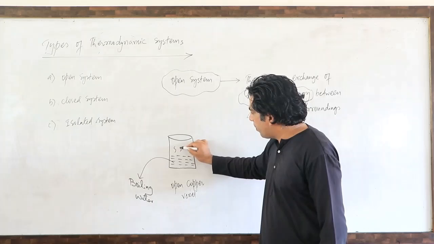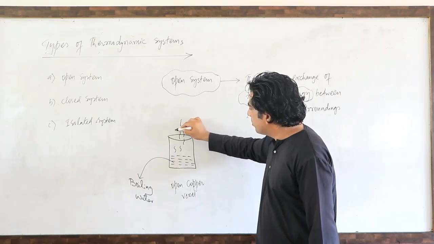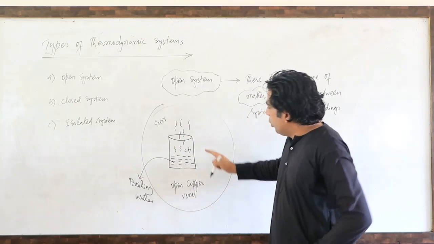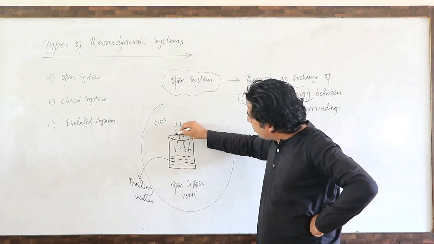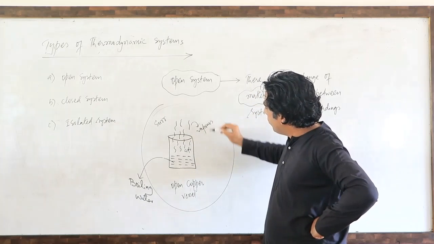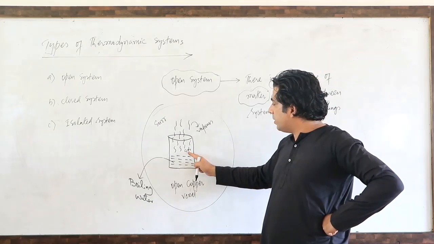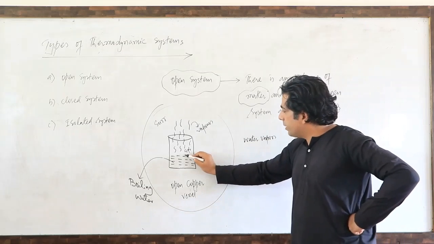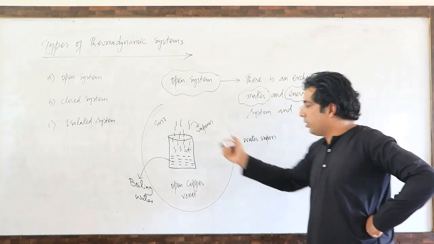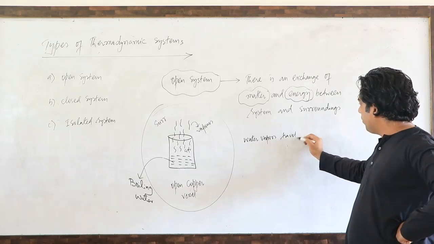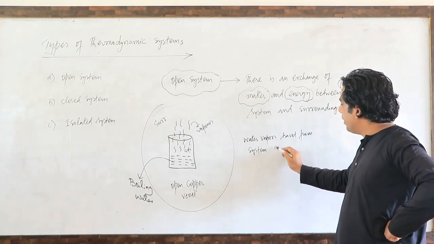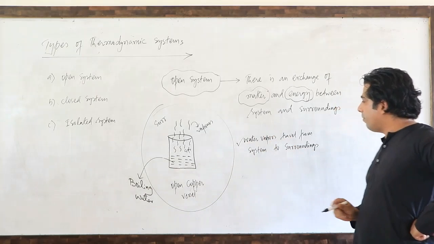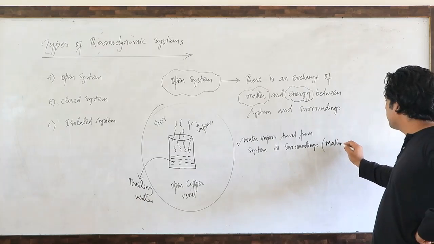This boiling water will produce vapors, and these vapors will come out. Now my dear friends, you know that this is the surroundings and this is your system. So you have seen right out here, what is coming out? Vapors are coming out. Which vapors are those? Water vapors. Water vapors are coming out from the system into the surroundings. You know that this water is boiling water, at high temperature, so vapors are coming out. So when water vapors travel from system to surroundings, we call it matter exchange.